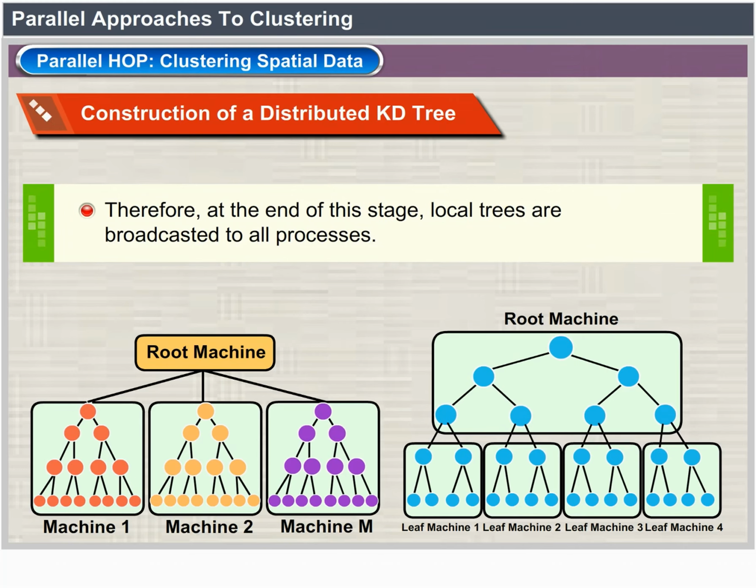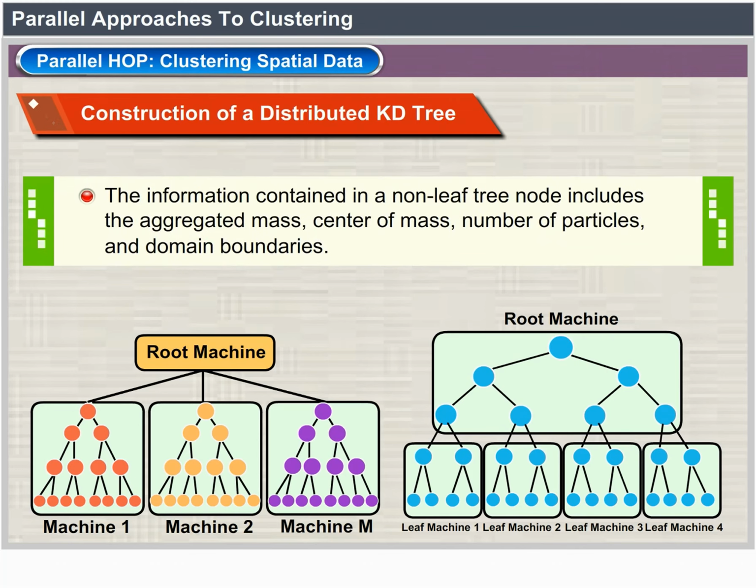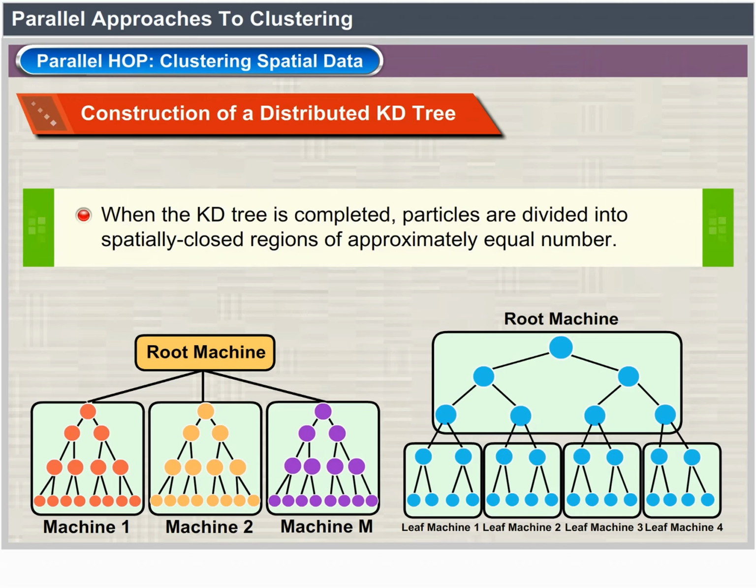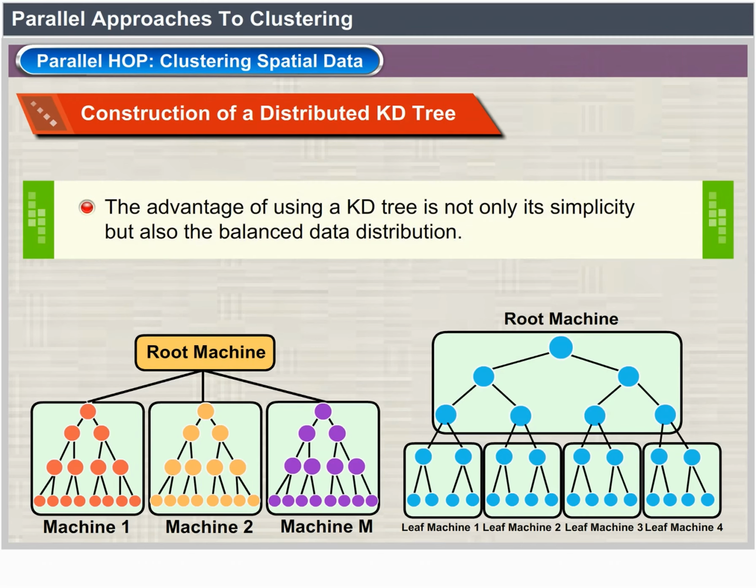The information contained in a non-leaf tree node includes the aggregated mass, center of mass, number of particles, and domain boundaries. When the KD tree is completed, particles are divided into spatially close regions of approximately equal number. The advantage of using a KD tree is not only its simplicity, but also the balanced data distribution.